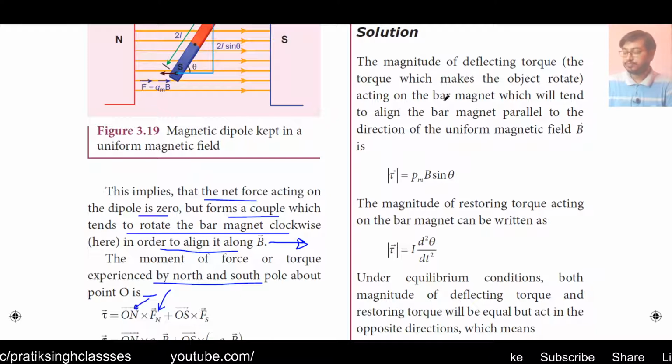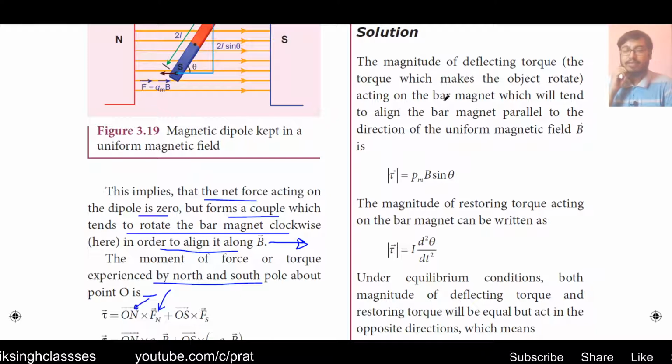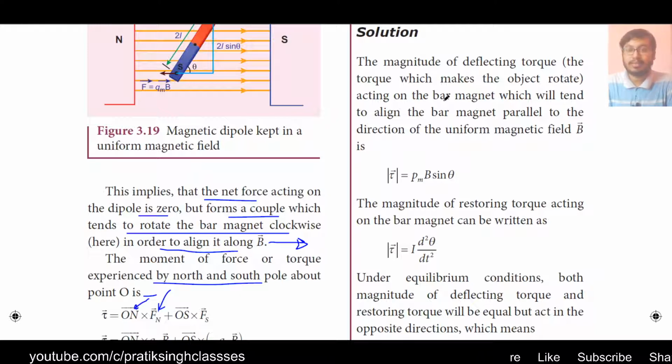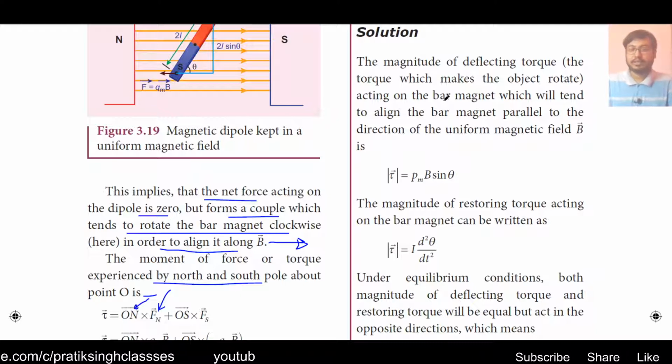Also, for any constant terms like the mu naught value, k value, pi value, e value, epsilon value, all those things you have to memorize. Those values will not be given in the questions.